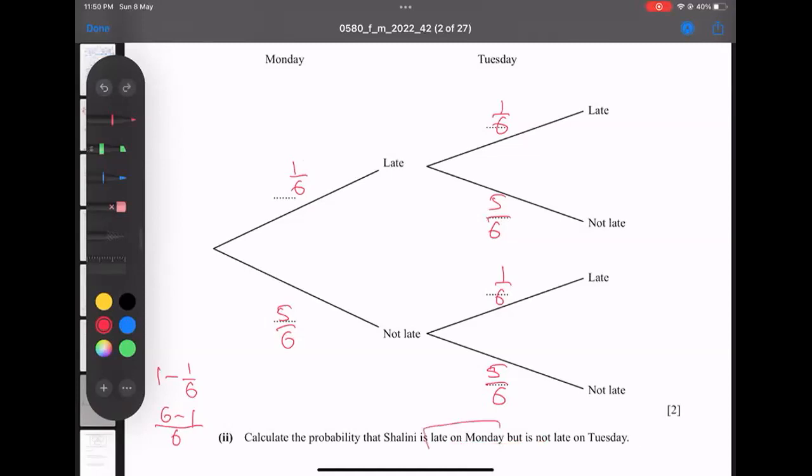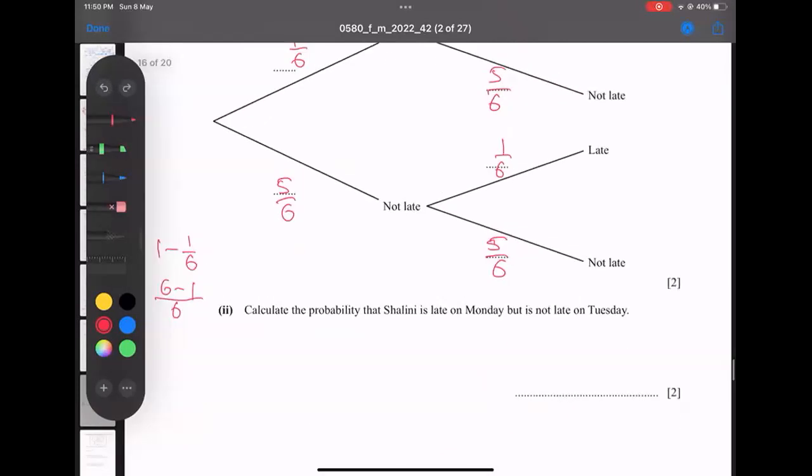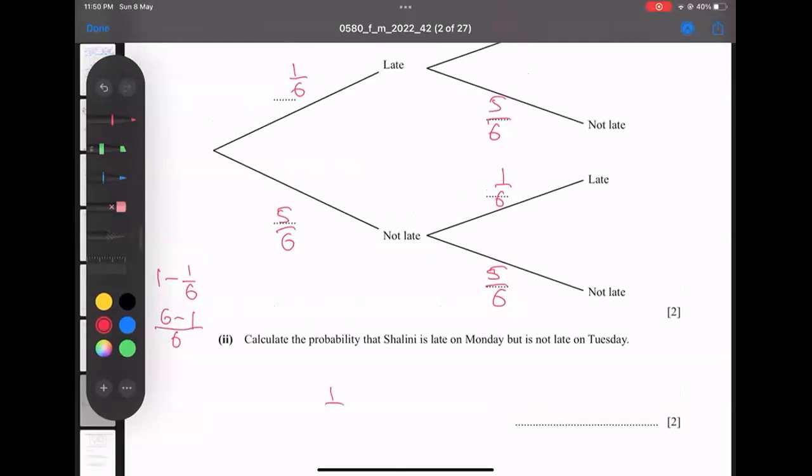Monday late, and Tuesday not late. Monday is late, and Tuesday not late. So it means branch number 2. So 1 day late, second not late. So how to answer? This times this. I saw it because you know this is called a branch. In a branch, whenever we continue, we always multiply them. So the answer turns out to be 1 over 6 times 5 over 6, which becomes 5 over 36.